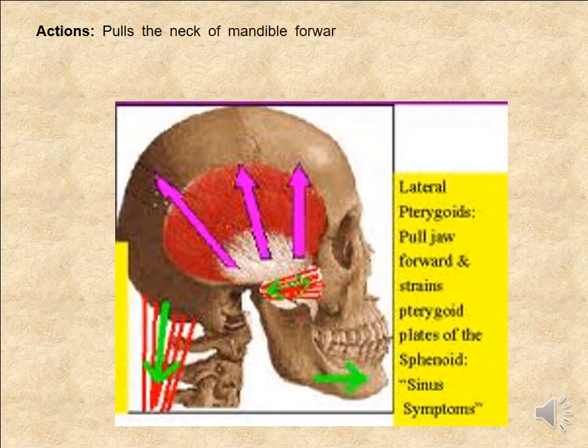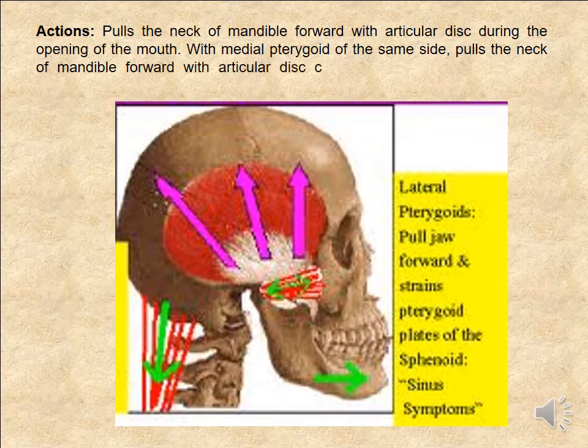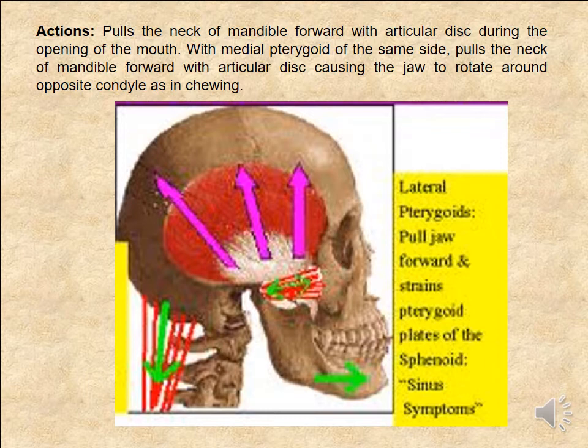The action of the lateral pterygoid muscle depends on the fibers that pull the neck of the mandible forward with the articular disc during the opening of the mouth. With the medial pterygoid of the same side, it pulls the neck of the mandible forward and the articular disc, causing the jaw to rotate around the opposite condyle as in chewing. The lateral pterygoid pulls the jaw forward and strains the pterygoid plate of the sphenoid, as in sinuses and septums.